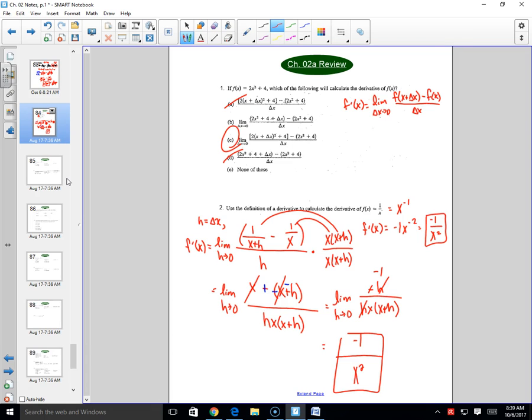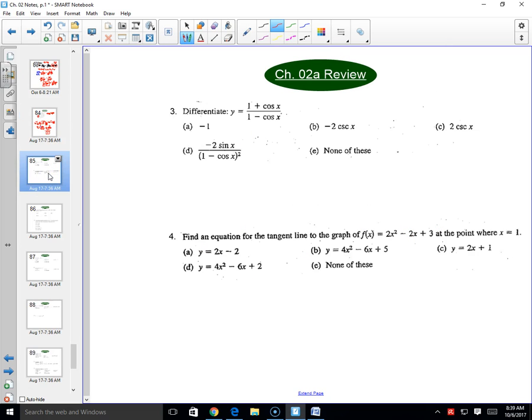Could you give us the definition of the limit? For the definition of a limit, you need epsilon delta. I think you guys can do an equation of a tangent line. We've done those before. Let's do number 3 because not only does it require a derivative, it also requires simplified trig properties. 30 seconds.